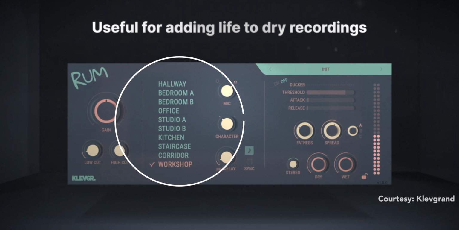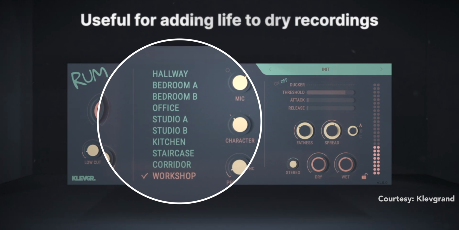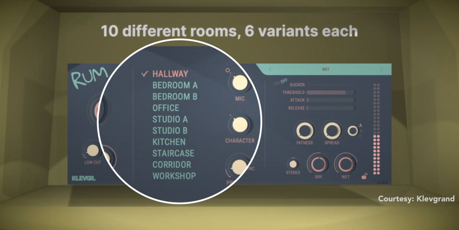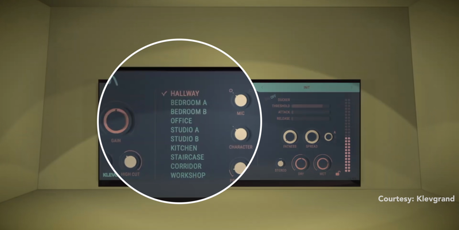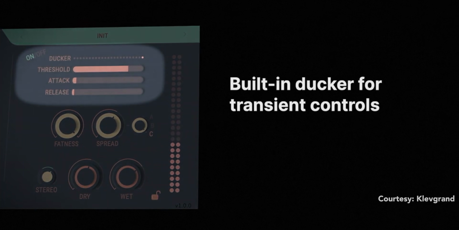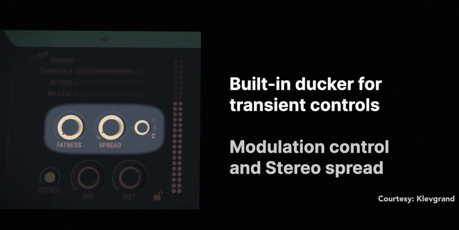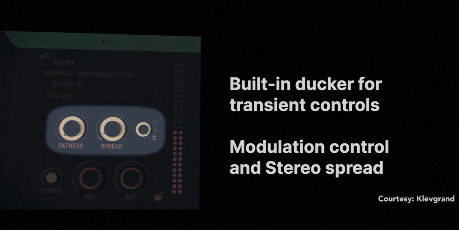Rum has some interesting rooms, including an office, a staircase, and a workshop, in addition to the usual halls and bedrooms and studios. It's also got controls for fatness, spread, and a ducker is included as well. Pretty cool. You can check it out in the link below.